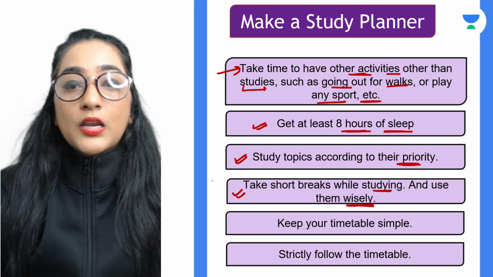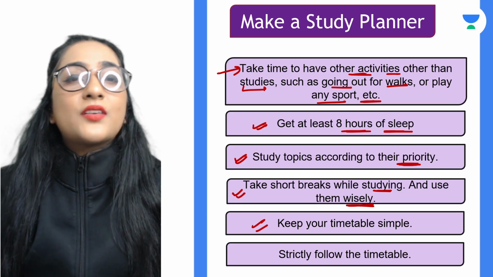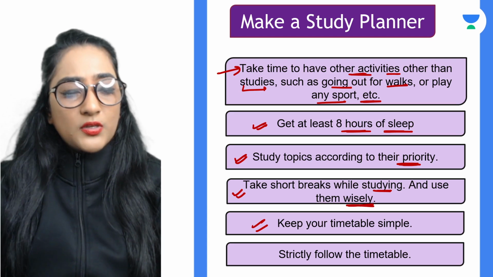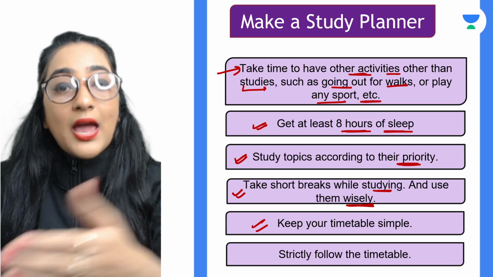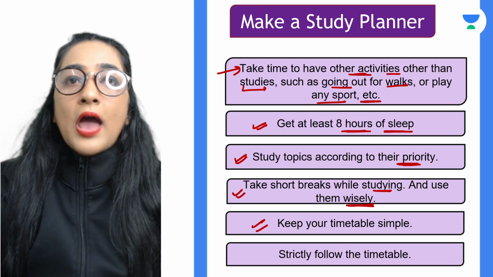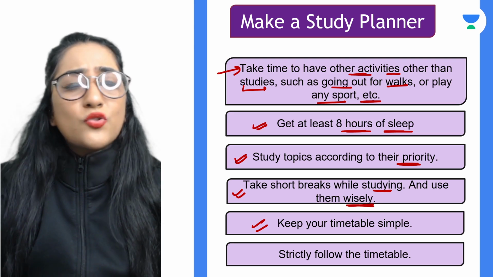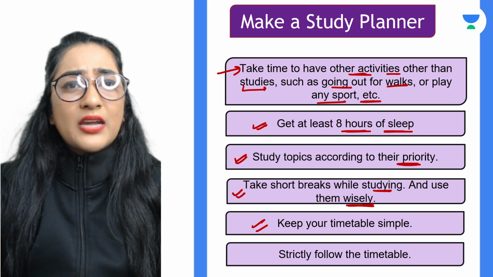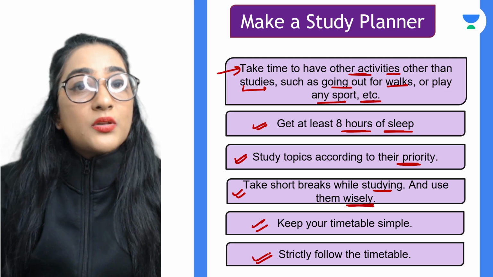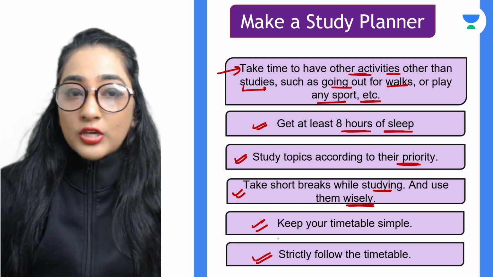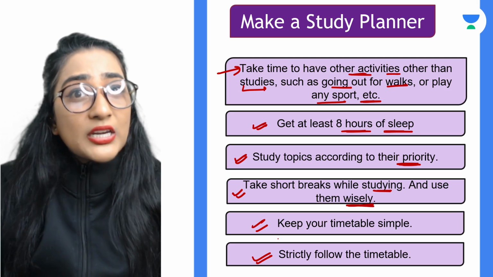All right, now keep your timetable simple, guys. Do not complicate it, that from this to this I'm going to do this, then again I'm studying this, and then again I'm doing this. That is what I told you in the previous point. You have to just keep your timetable very simple. Do not complicate it with a lot of things that can make you all go crazy. Then strictly follow the timetable. This is pretty important now. You have to keep the timetable simple, but strictly follow it.